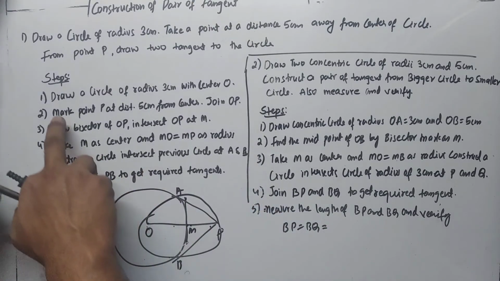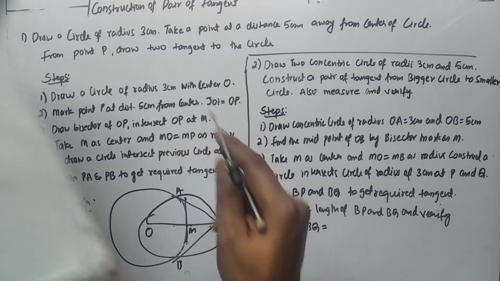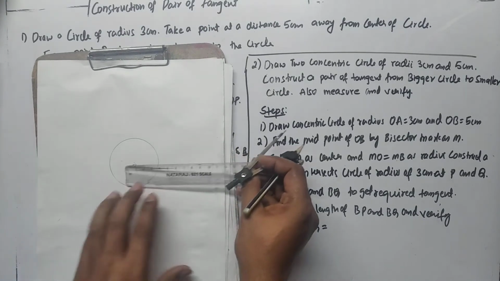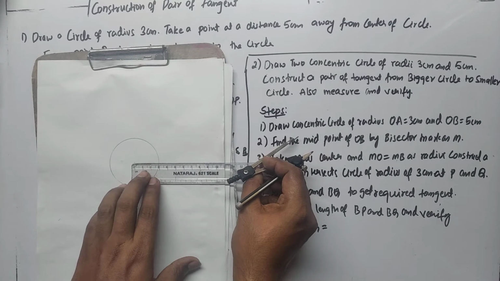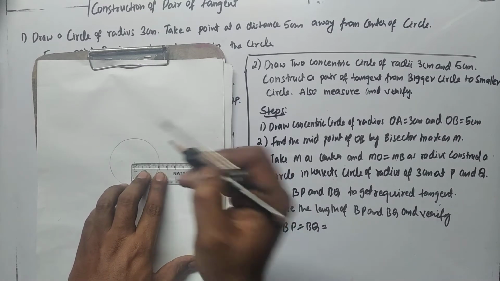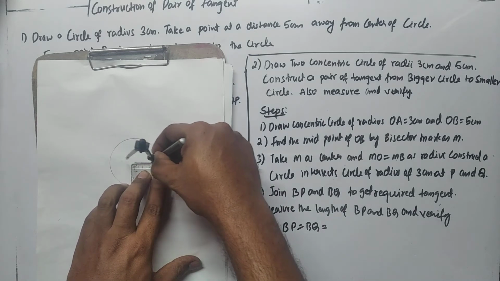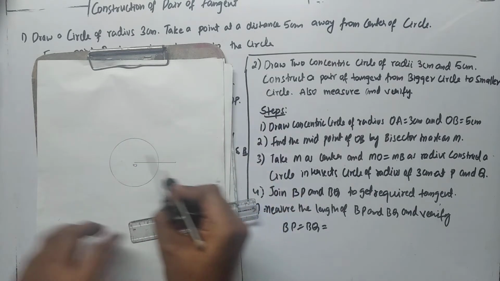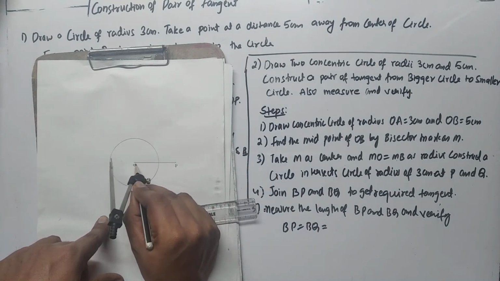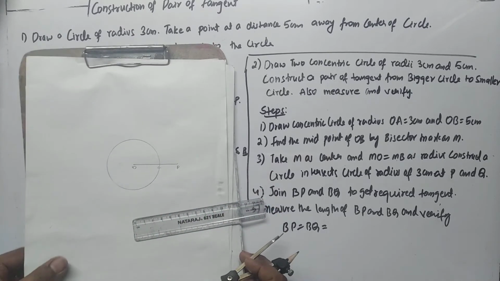Second, mark a point P at a distance of 5 centimeter from the center. I have marked a point 5 centimeter from the center. This is P. Now we have to join OP.